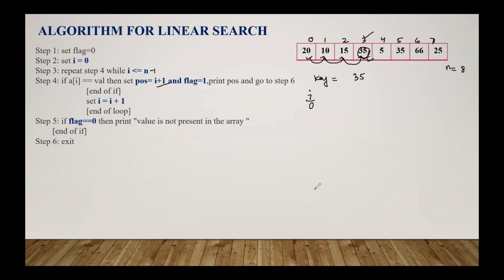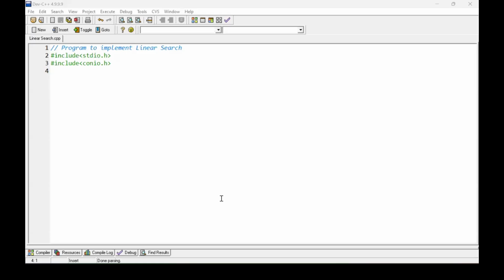So now, at which location or position is the element present? It is at position 4. So this is the way the linear search algorithm performs its operation. Let us go back to our programming point of view. We have to do the program also.